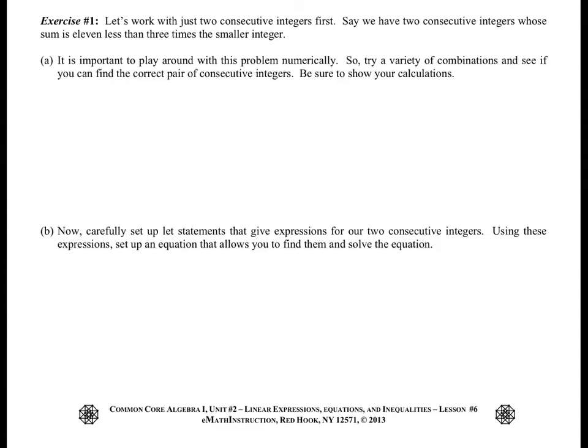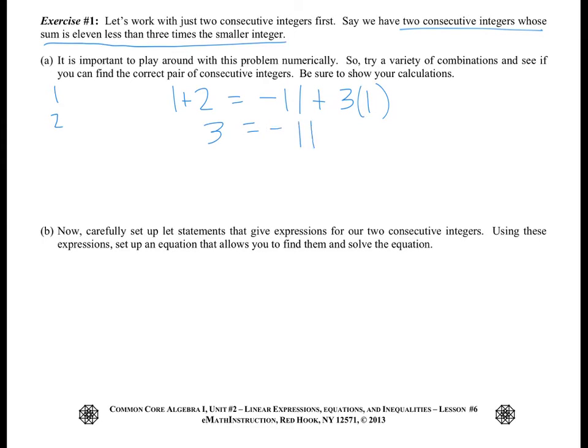So if we talk about two consecutive integers, it's important to play around with numbers numerically before you start to understand the equations. So if we have two consecutive integers whose sum is 11 less than 3 times the smaller integer, let's pick two consecutive integers. Let's say that we pick 1 and 2. So the sum, 1 plus 2, is 11 less than 3 times the smaller integer. So is 3 equal to -11 plus 3? Yeah, there's no way that would work.